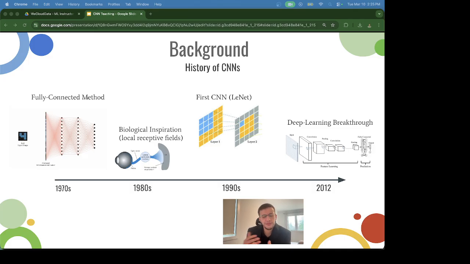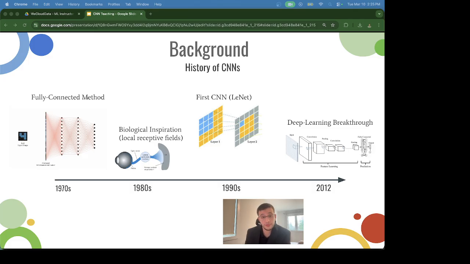Then in around the 1980s, scientists who were working on vision, trying to understand how humans perceive, how they understand, came up with this idea of local receptive fields. In the 1990s, Yann LeCun and his team implemented this programmatically. They came up with the very first kernel, the very first LeNet, this model that works pretty good. They had some outstanding results.